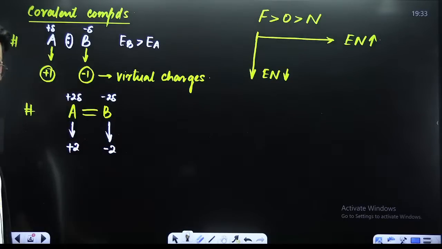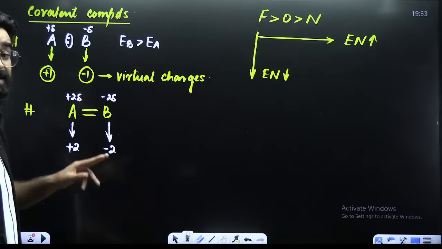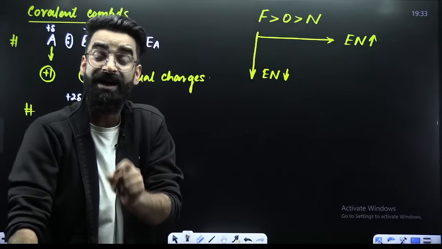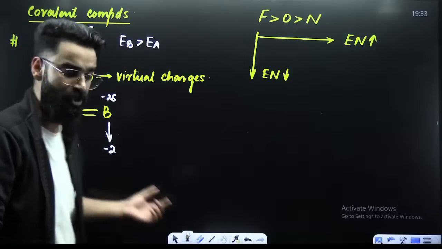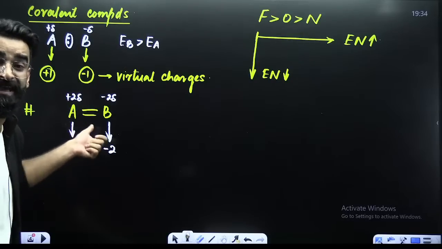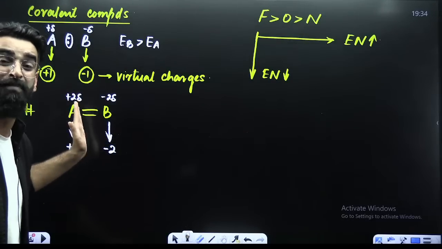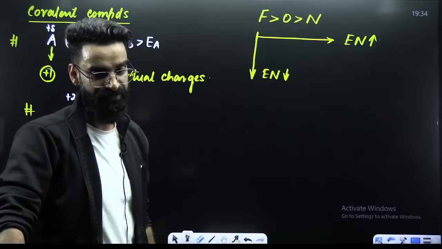and the oxidation state of B over here is -2. Now, if I ask you one more question, are these the real charges? They are not the real charges. They are the virtual charges. Because the real charges arise on the atoms due to complete loss and gain of electrons. But over here, is there complete loss and gain of electrons? No. There is just the displacement of electron pairs towards B. I feel it's perfect.